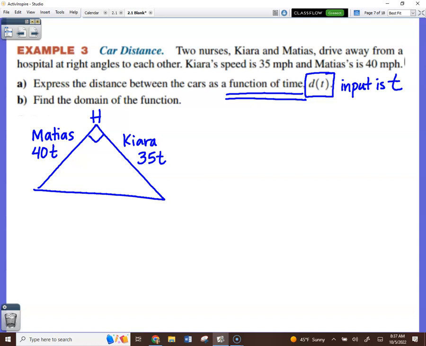Express the distance between the cars. So they've left the hospital. Now one of them is over here, and one of them is over here. The shortest distance would be a straight line between the two, right? Which happens to be what's called the hypotenuse, and that means we will be pulling in the Pythagorean theorem here.